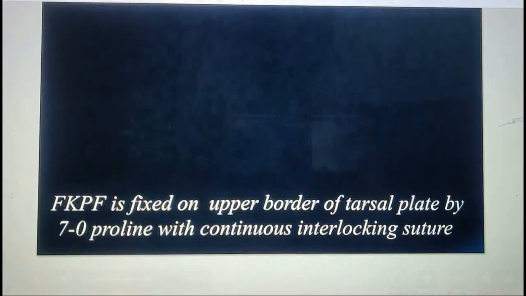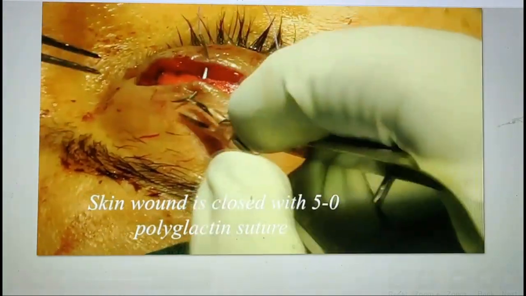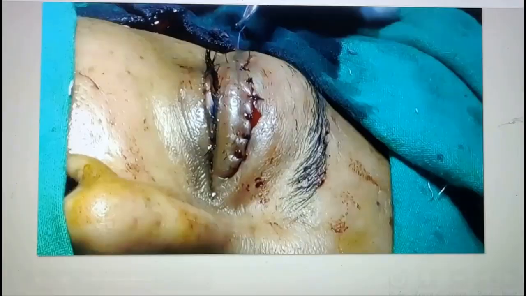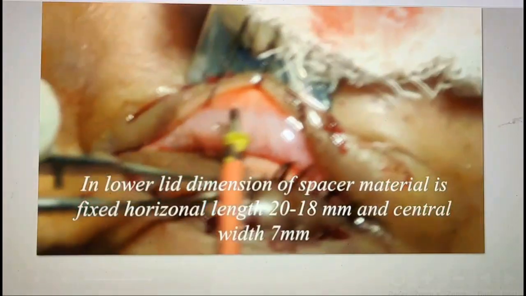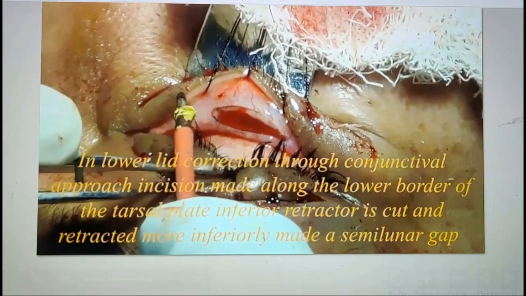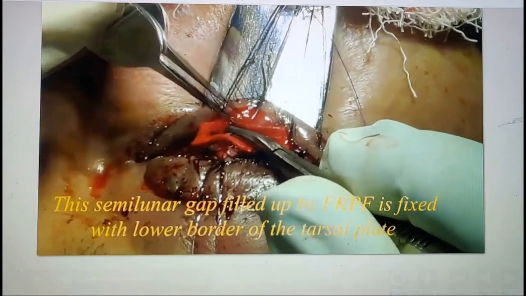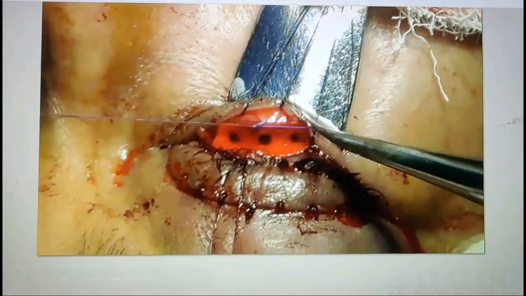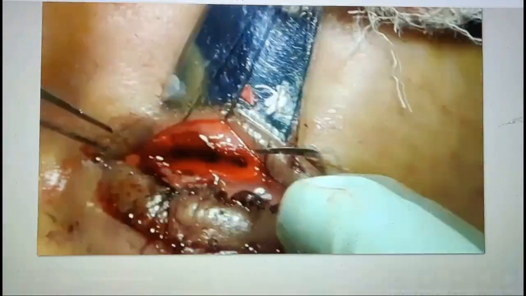This is a filamentous knitted polyester fabric. It is sutured to the upper border of the tarsal plate with interrupted sutures. This spacer material prevents the reattachment of the redundant LPS muscle, and the desired length is cut. This is the first patient operated in our study. After that, we made a protocol on the spacer material.